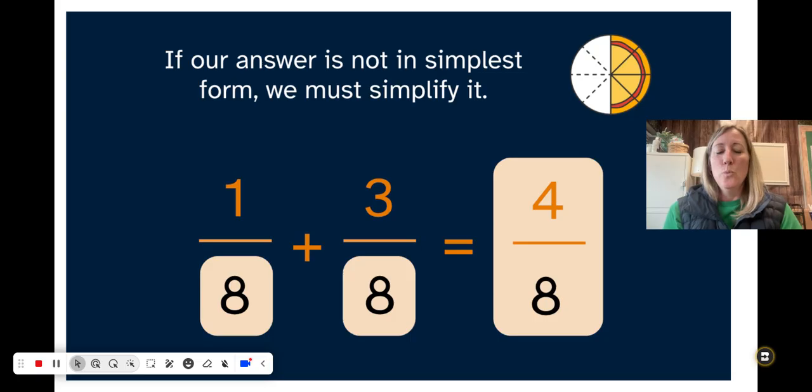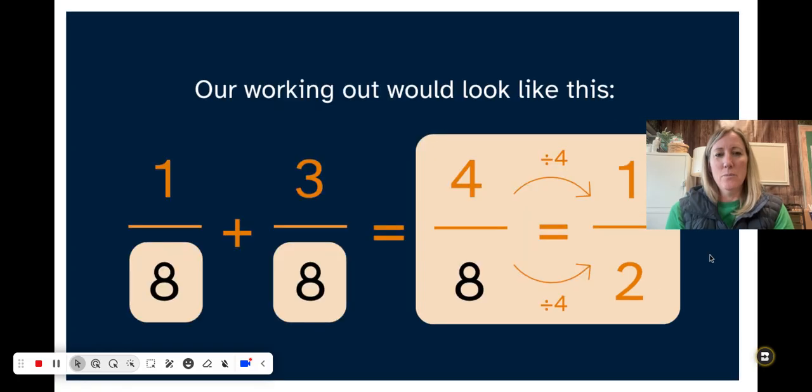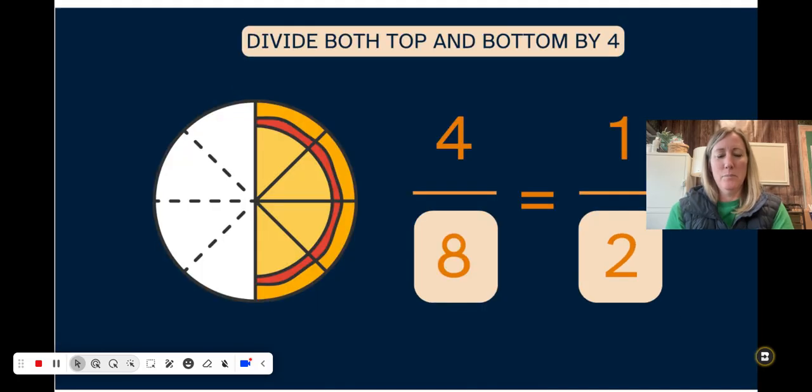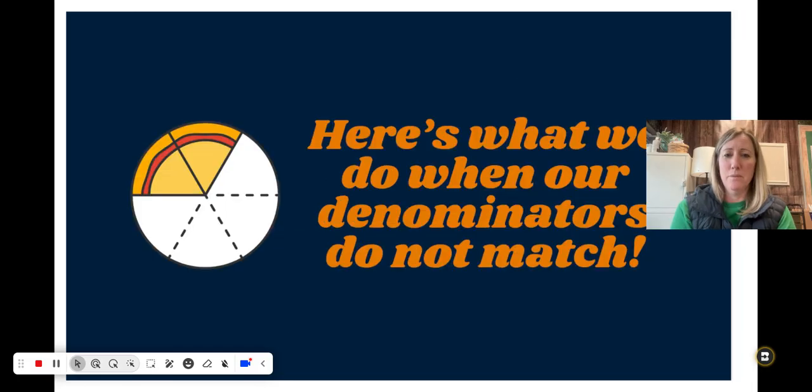Yay! We now are going to ask ourselves, is 4/8 in simplest form? If it's not, we have to simplify it. So we can divide both the top and the bottom by 4, and we're going to get a simpler fraction of 1/2. Okay? If we were working this out, we would say, okay, 4 divided by 4 is 1, 8 divided by 4 is 2. That's how we get 1/2, if you're wondering.